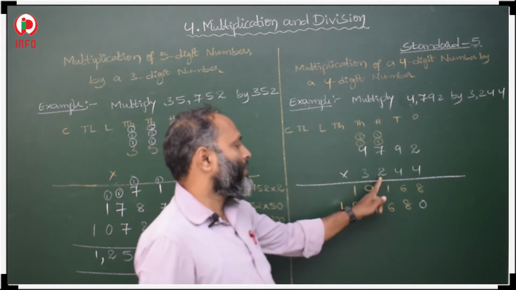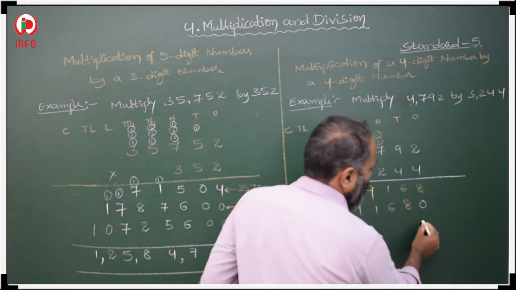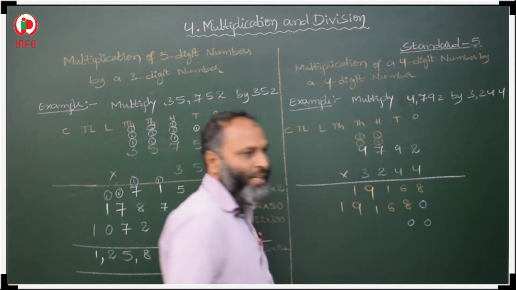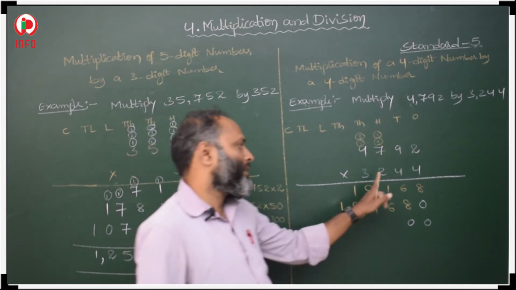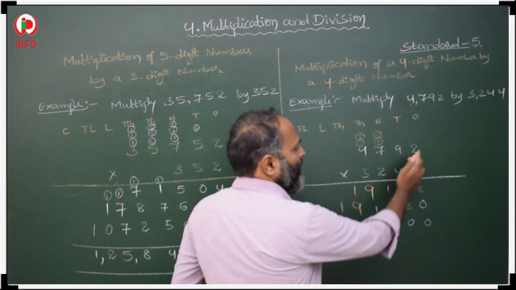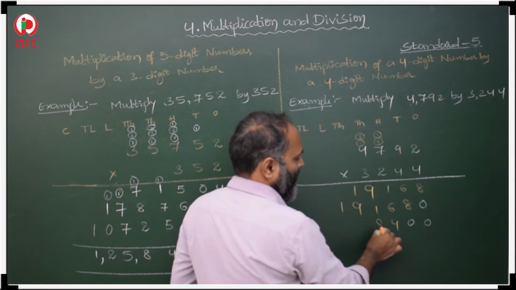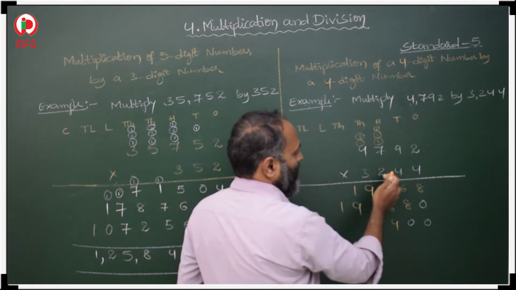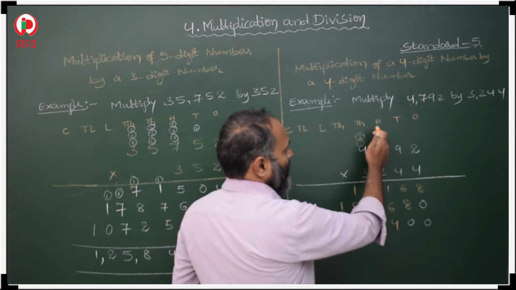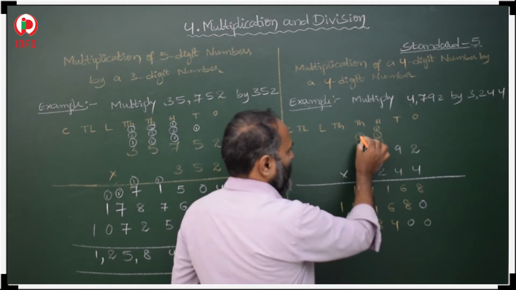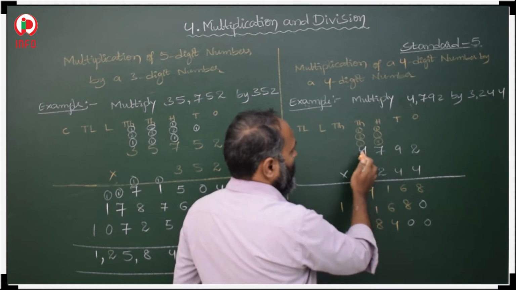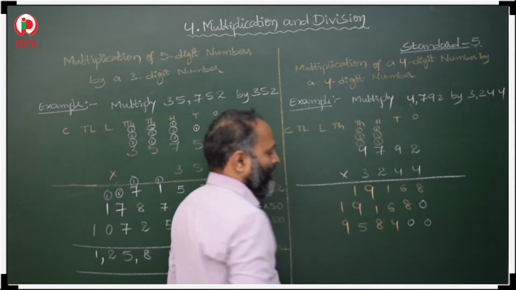Now we start with 2. 2 is in the hundreds place. We have to take 2 zeros in the ones and tens places. Then after that, multiply with 2. 2 twos are 4. 2 nines are 18 and 1. 2 sevens are 14 plus 1, 15 and 1. 2 fours are 8 plus 1, 9.